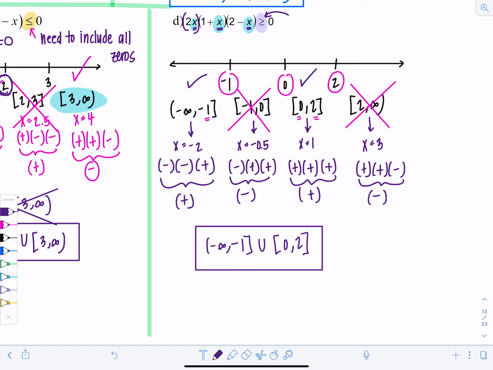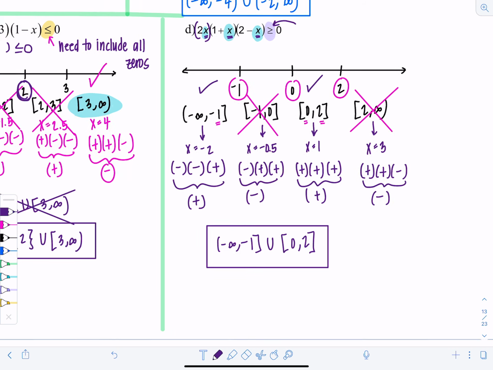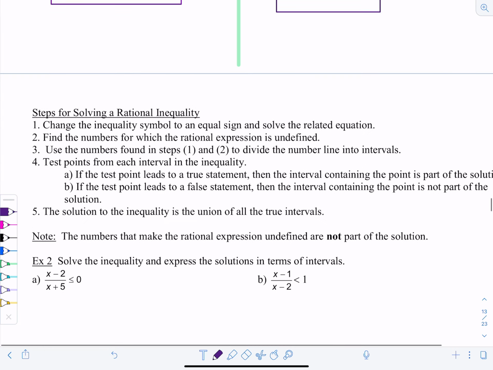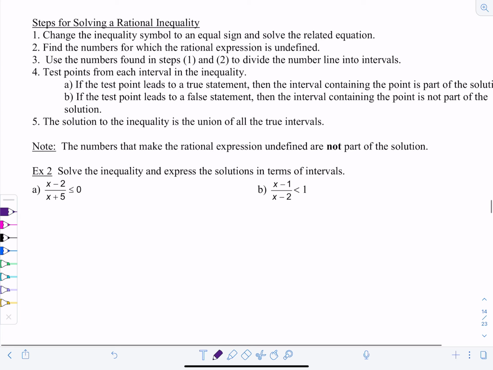All right, I did promise you, though, we were going to also look at how to solve rational inequalities, and it's not too different, okay? Just a little bit more to consider. So here's the steps. You can change the inequality to an equal sign and solve the related equation. I actually don't like doing this. Don't do this.